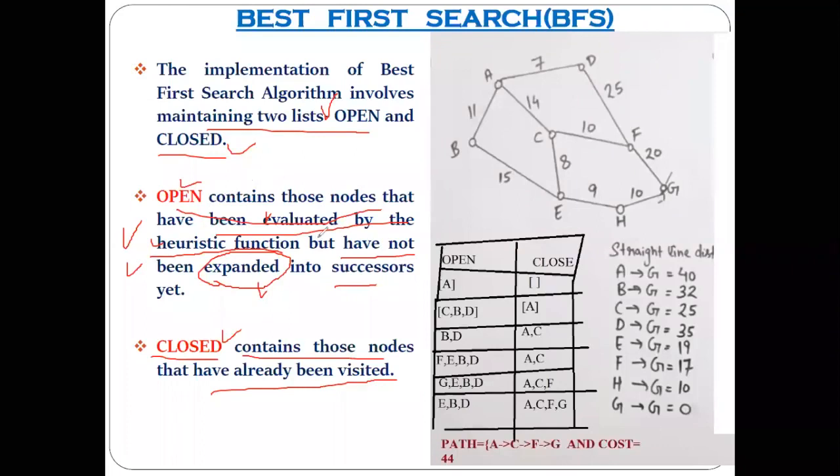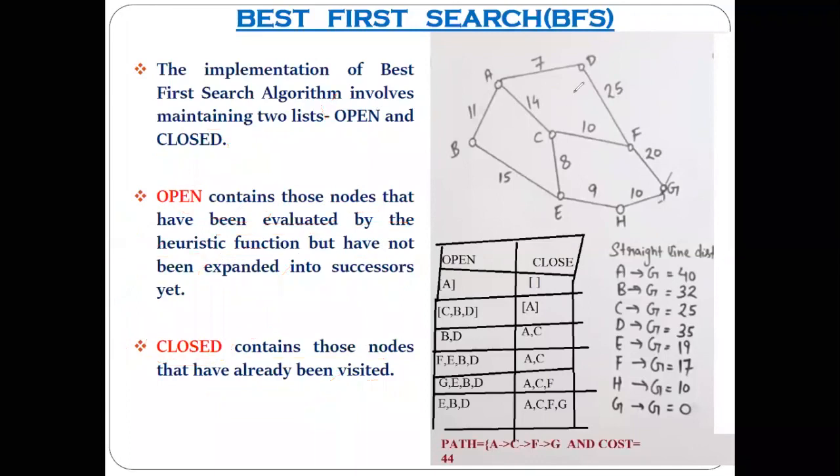See here, the open list contains the nodes which have been evaluated with the help of the heuristic function. Understood, these things you have to just keep in mind. And the closed list contains those nodes that have already been visited. In the example, these things will get clearer. But here you just have to keep in mind: the open list contains the nodes which are evaluated using the heuristic function but not expanded into successors, meaning their children are not yet visited. And if you make an entry of some node into the closed list, it indicates the AI agent should never visit that node again because it has already been visited. Understood the difference between the open list and the closed list? Yes, sir. Okay. Now let's move to the next point.